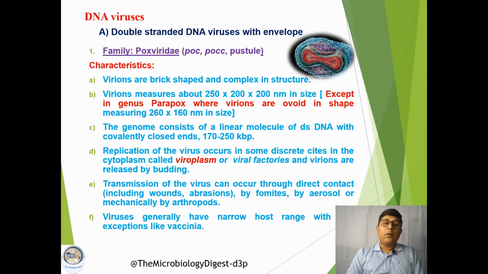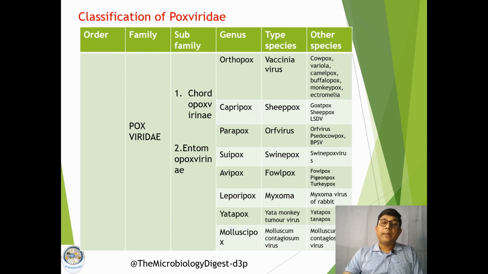Through aerosols or sometimes mechanically by arthropods. Then the classification of pox viruses: Poxviridae is the family. It is again divided into two subfamilies, Chordopoxvirinae and Entomopoxvirinae. Entomopoxvirinae includes the pox viruses which principally affect insects, so we will not be going into detail of this subfamily. Our discussion will be restricted to the Chordopoxvirinae subfamily.